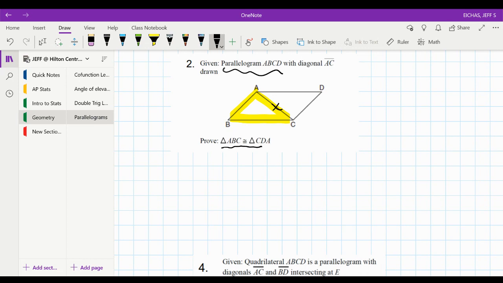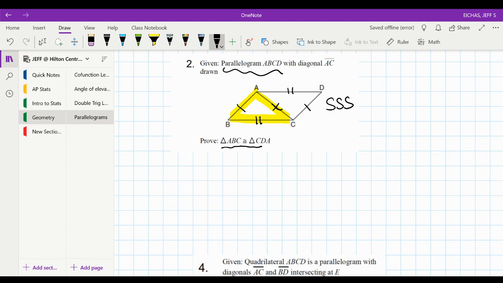We have a reflexive property. That one's going to be easy to share that side. It's probably going to be best. Let's see. I'm not liking any of these. And we could go side, side, side. Yeah, let's go side, side, side. Those sides are going to be congruent as well as those. So that's probably our quickest method, is to go side, side, side.